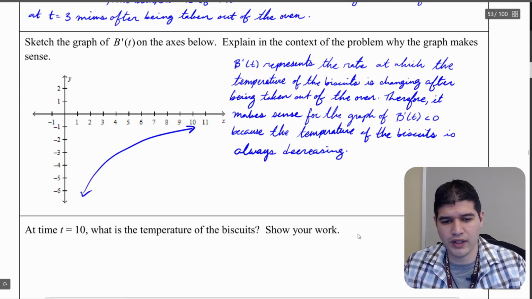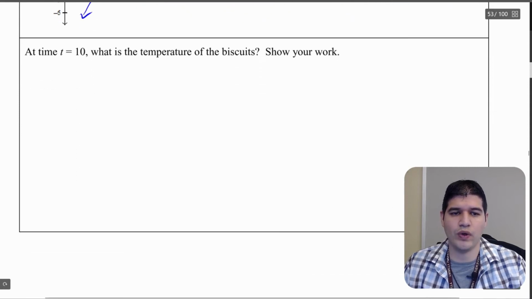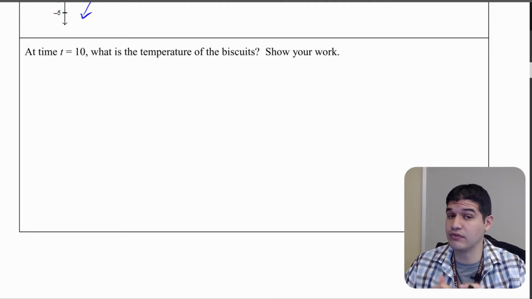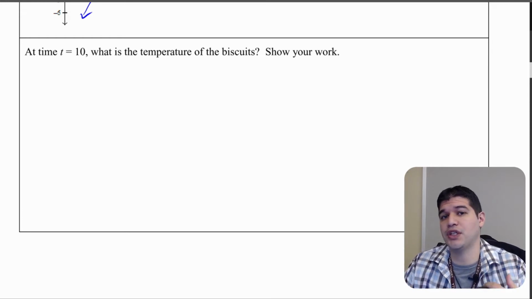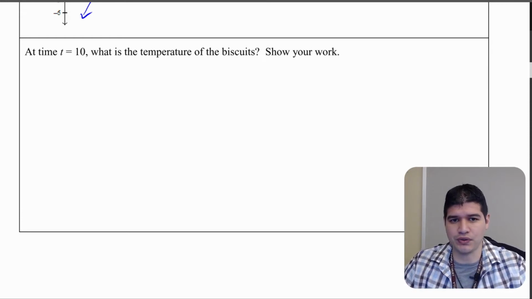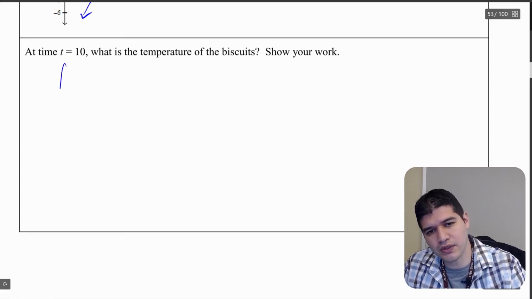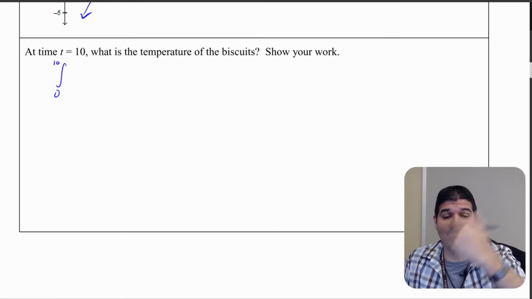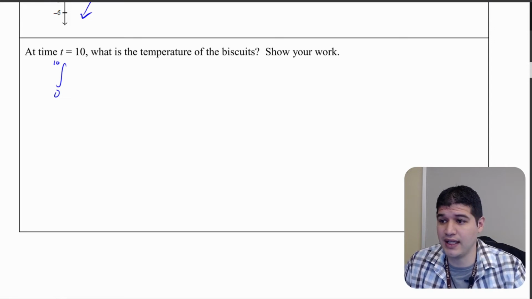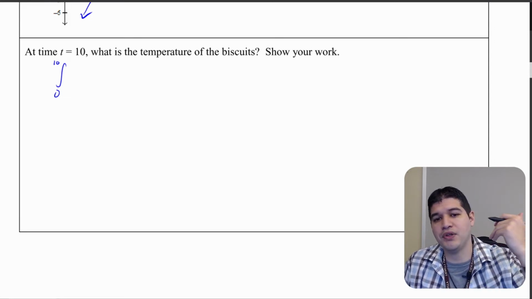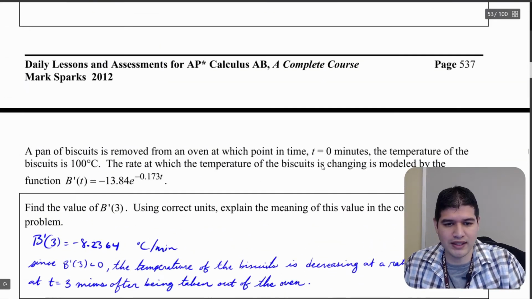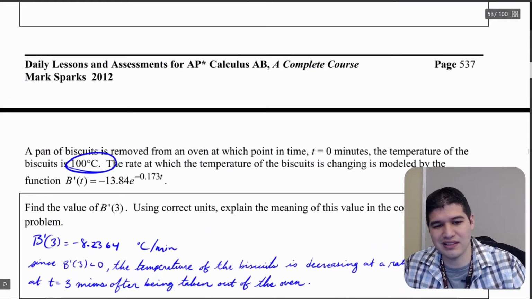All right, and finally, we want to know, at time t equals 10, what is the temperature of the biscuits? Not the rate that is changing, because we're given a rate, so we want to go up to the temperature, which means we're going to have to use an integral. So I'm going to make a definite integral from 0 to 10. Obviously, I need a 10 in here because we want to figure out what it is at t equals 10 minutes. But the reason I'm using 0 is because we're given that initial value in the problem, where we know it's 100 degrees Celsius.